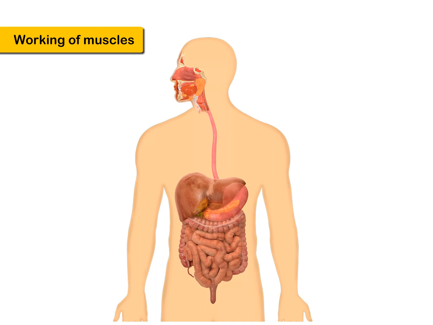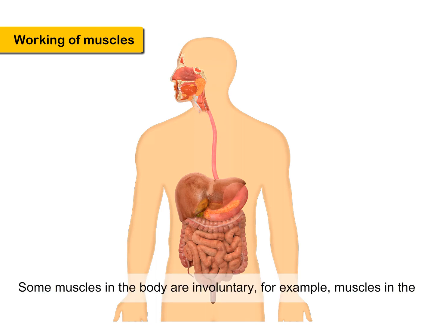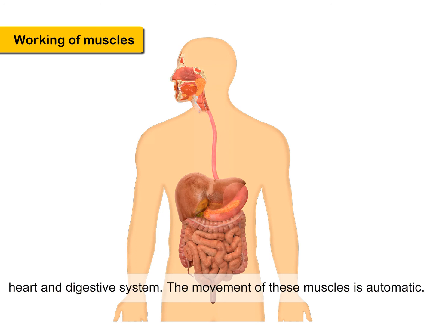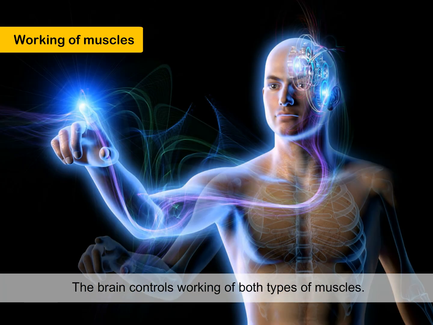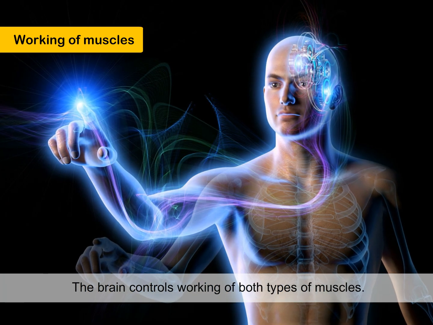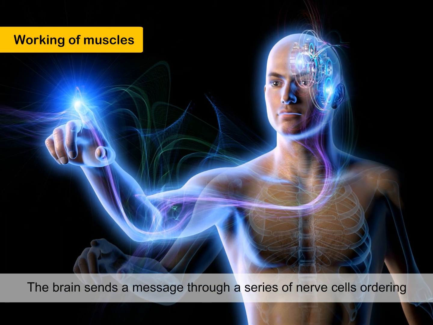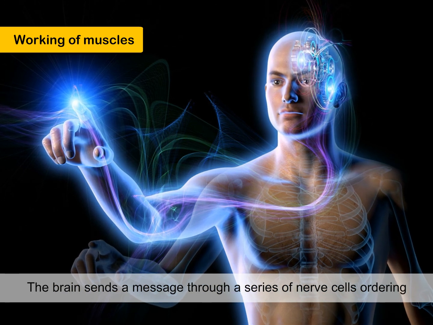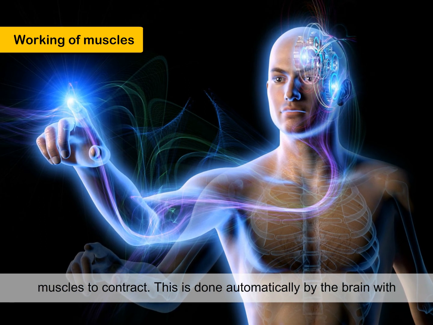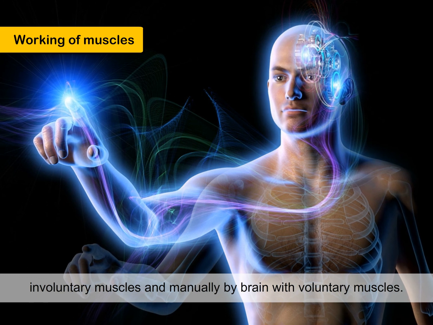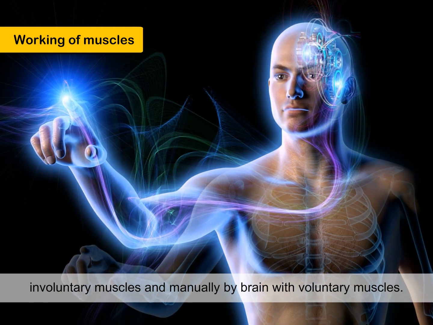Working of muscles. Some muscles in the body are involuntary, for example, muscles in the heart and digestive system. The movement of these muscles is automatic. There are other muscles in the body which are voluntary. The brain controls the working of both types of muscles. The brain sends a message through a series of nerve cells ordering muscles to contract. This is done automatically by the brain with involuntary muscles and manually by the brain with voluntary muscles.